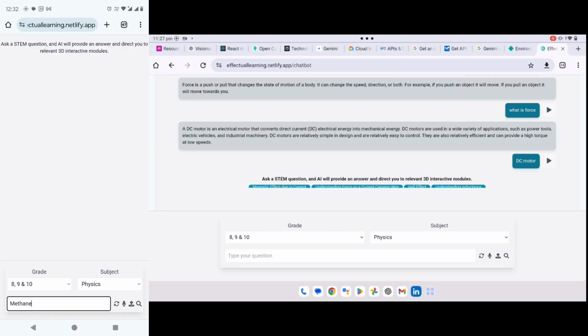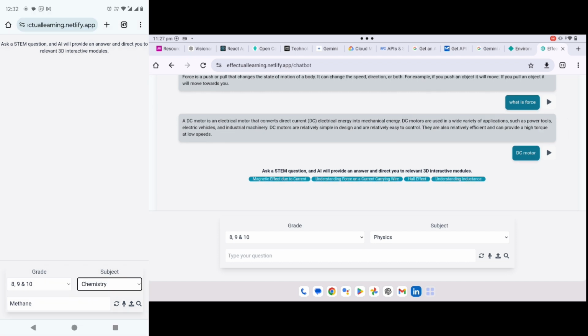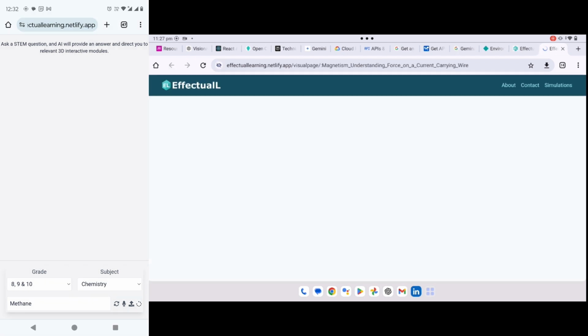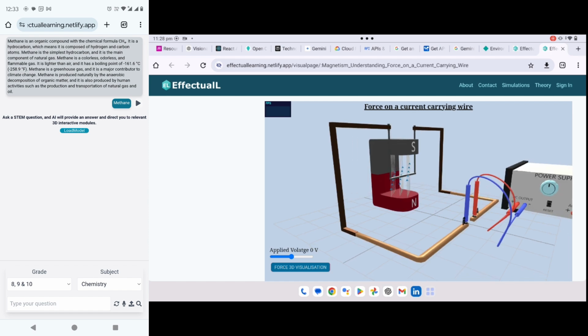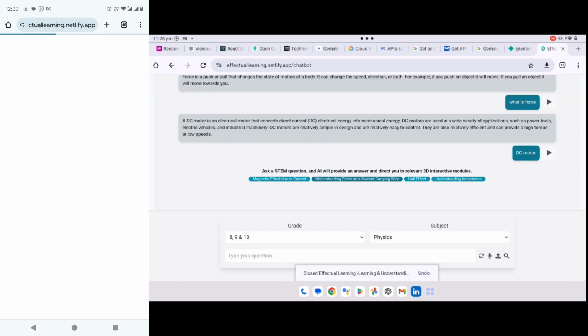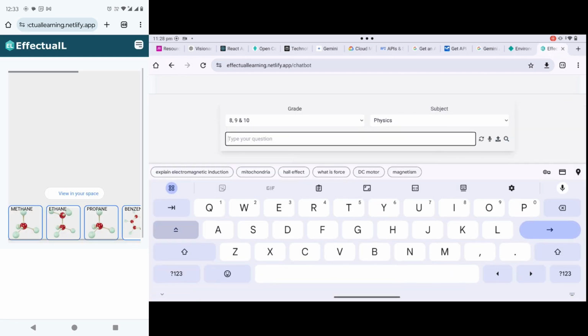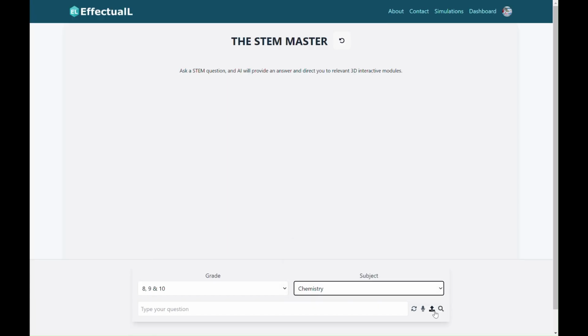Choose the prompt to enter into the 3D world of learning where problems speak to you. Immerse yourself in interactive 3D modules. Explore and discover. Learn and understand. Effectual Learning. Ignite your curiosity.